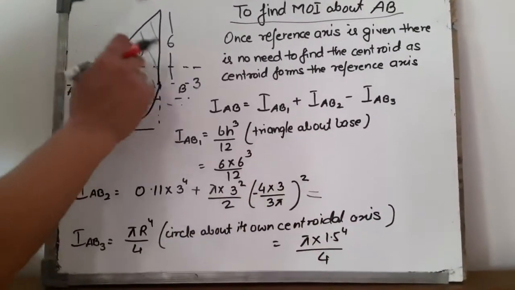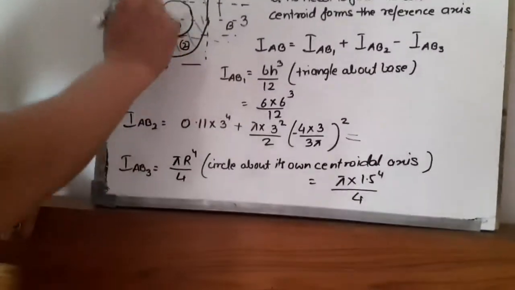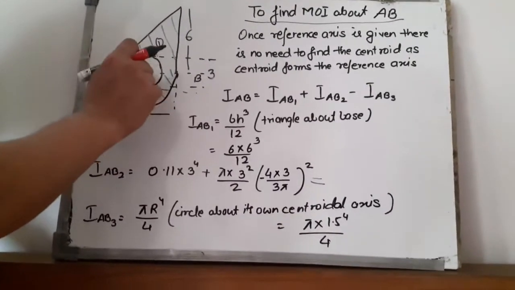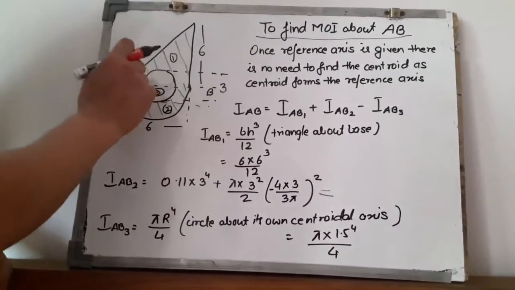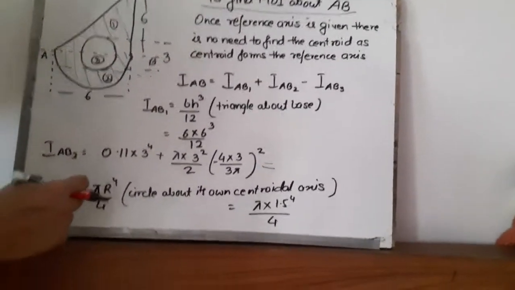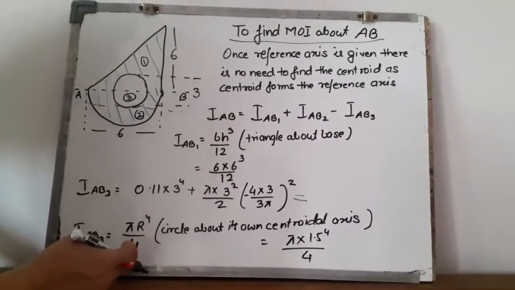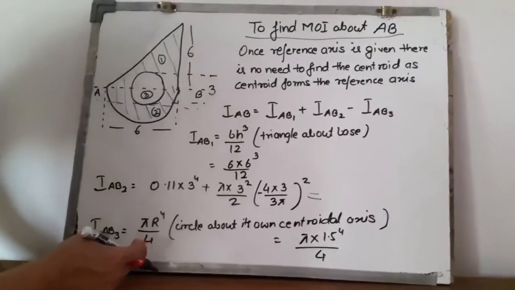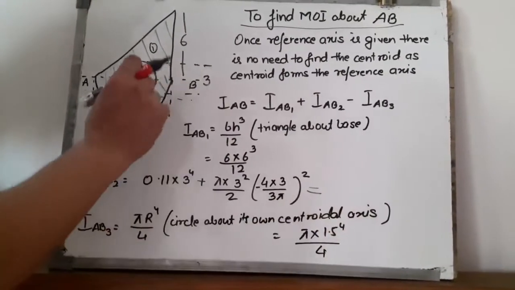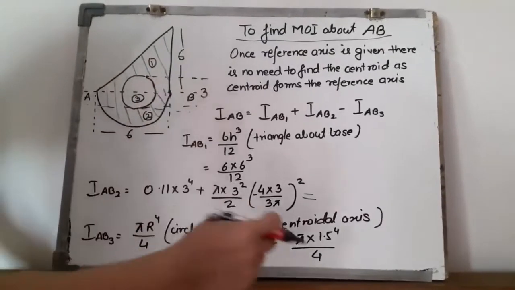Similarly IAB3. Now the centroidal axis of the circle and AB are coincident. So if you find the moment of inertia of the circle about its own centroidal axis, it will be about AB only. So IAB3 is pi r to the power 4 by 4, the formula we have previously derived for your reference. So this comes out to be pi into 1.5 to the power 4 by 4. 1.5 is used because the diameter of the circle is 3.